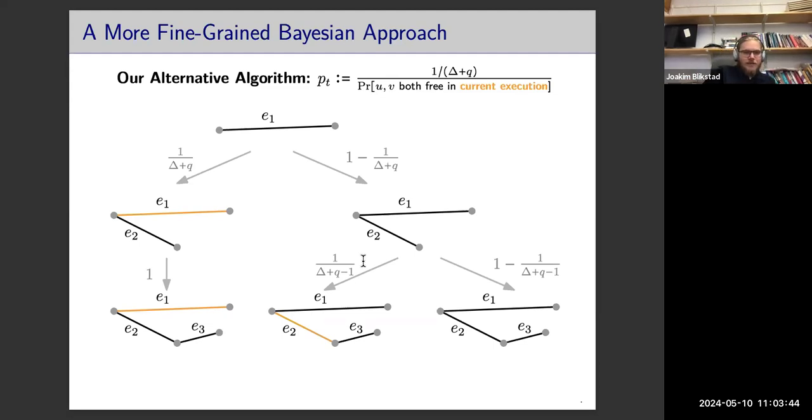Now, here, in the middle one, there's no choice because E2 is already matched. We cannot do anything. But here we have 2 places where E3 can be matched. And a good question is, should we use the same scaling probability there or different scaling probabilities?